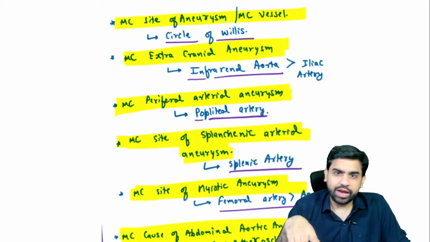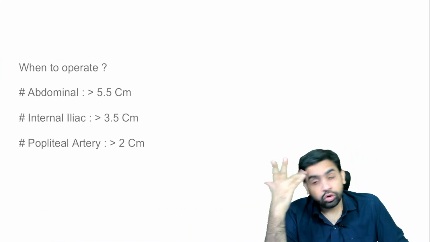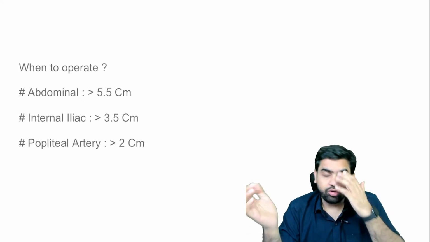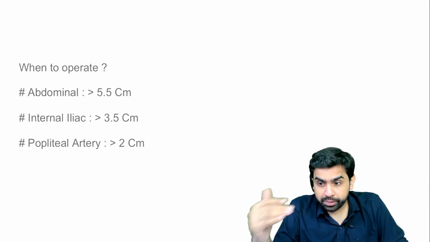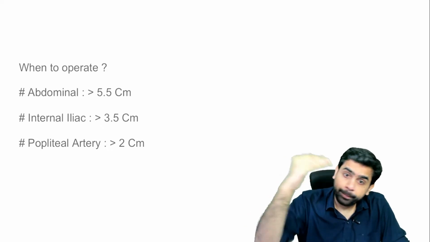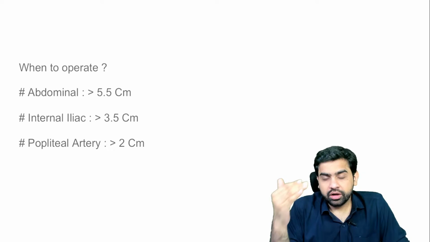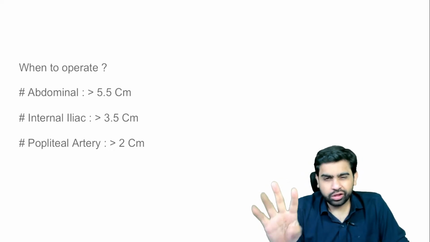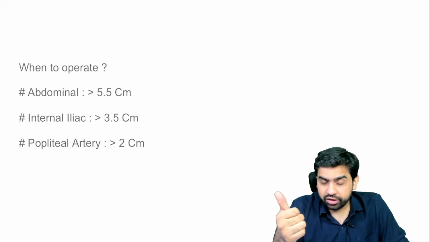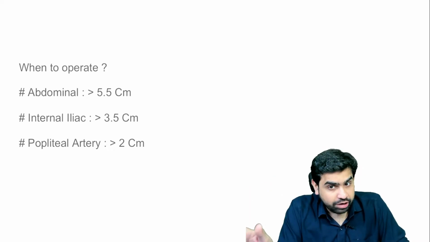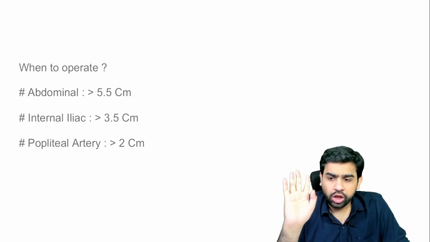The most common site of aneurysm overall is the circle of Willis. The most common site of extracranial aneurysm is the abdominal aorta, to be specific, infrarenal, below the origin of the renal artery. So just these two points. What is the most common site of a visceral aneurysm? That is the splenic artery. What is the most common site of a peripheral aneurysm? That is the popliteal artery. Just remember these four statements. That is going to be sufficient.